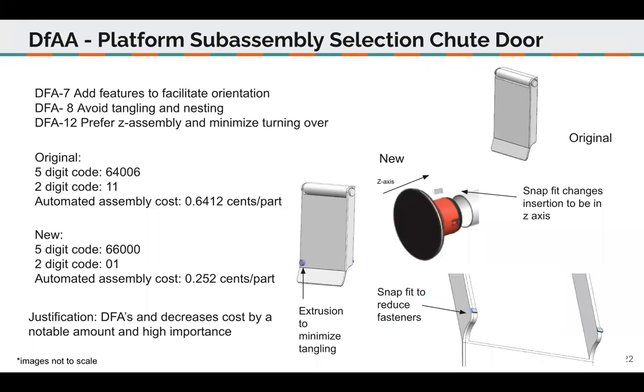And lastly, our chute door: we added features to facilitate orientation, avoid tangling, and a Z assembly, just by adding extrusion and adding snap fits to also aid with that Z axis insertion, and we cut our costs by more than half.